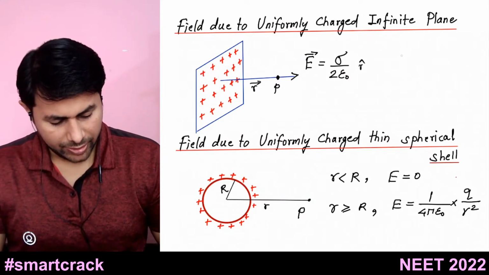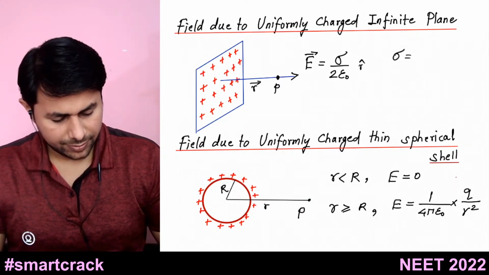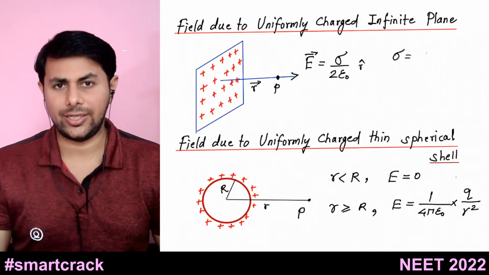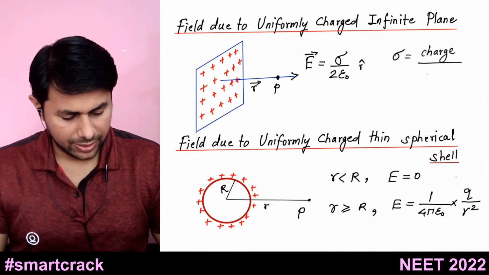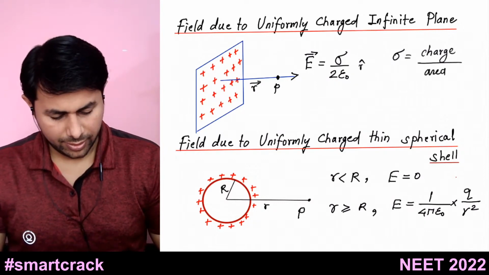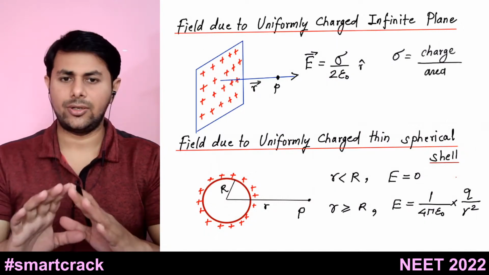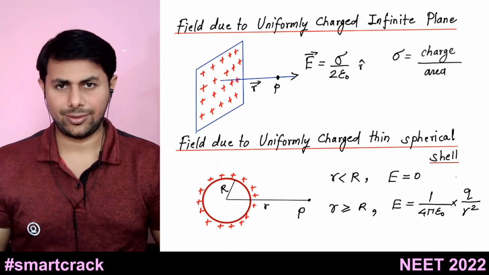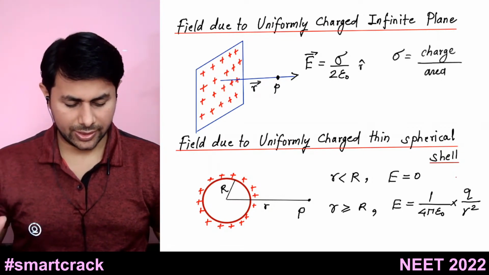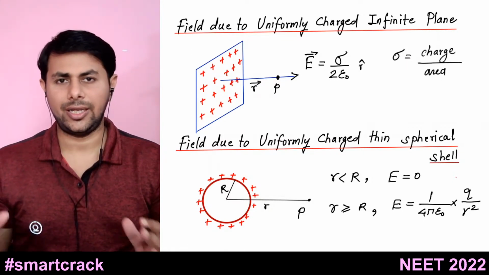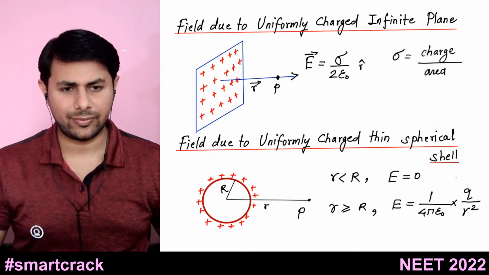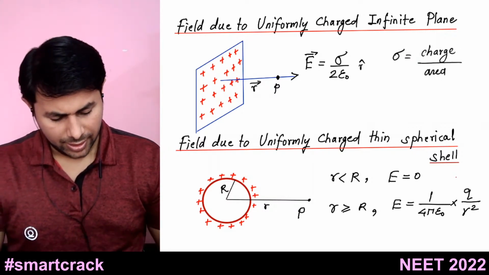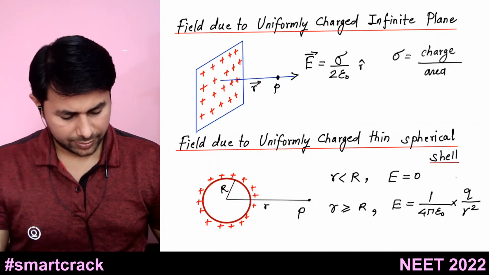And what is sigma over here? Sigma is the areal charge density. That means it is charge per unit area of this infinite plate. What is sigma? It is areal charge density, that is charge per unit area. All right, so this is simple.